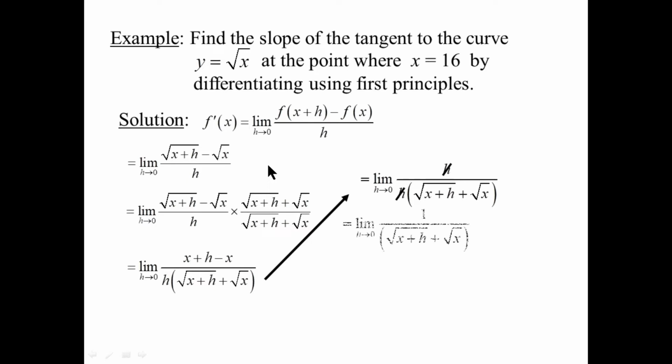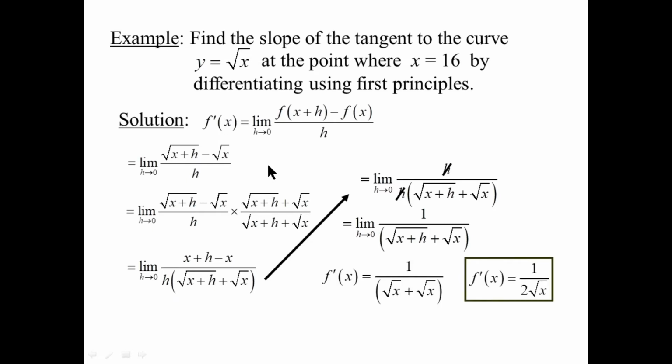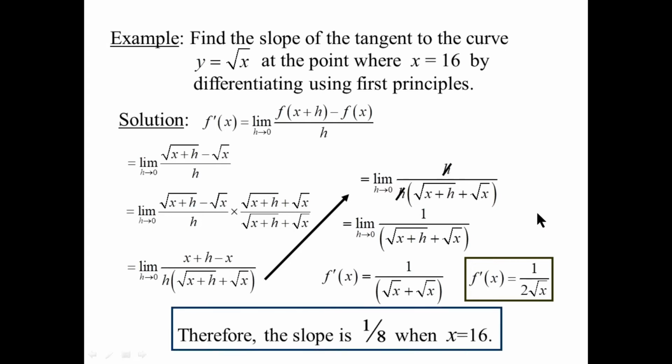Cancel the h's. And now take the limit, sub in 0 for h. And so we have 2 root x as a denominator. So the derivative, f prime of x, of y equals root x, is 1 over 2 root x. And so, when x equals 16, the square root of 16 is 4, and 2 times 4 is 8. And it's that simple. The slope is 1/8 when x equals 16.